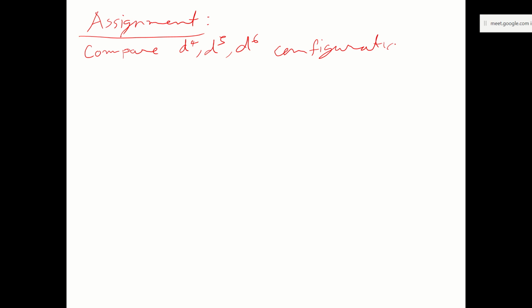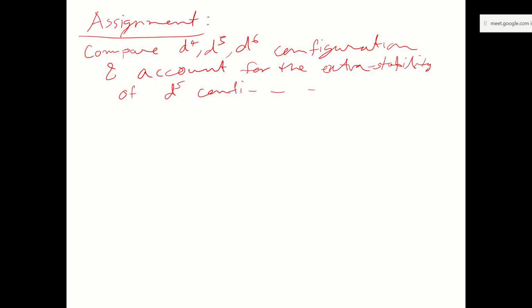Account for, so what you are going to do is that again compare D4, D5, D6 configuration and account for the extra stability, special stability of D5. ओके, कर सकते हो, जैसे मैंने P2 P3 P4 किया वैसे आप D4 D5 D6 भी कर सकते हैं, करके देखिए. अच्छा.